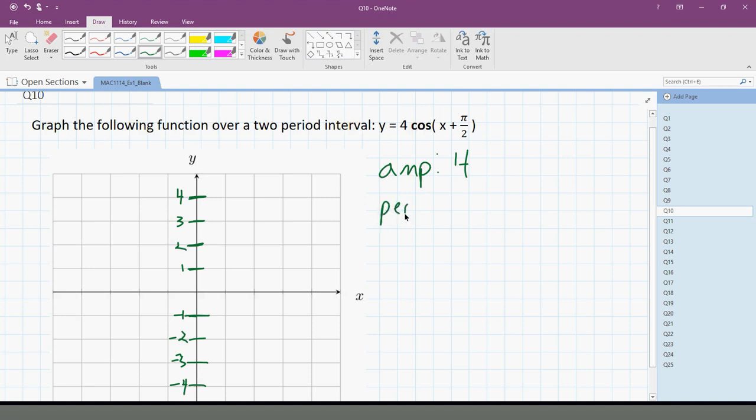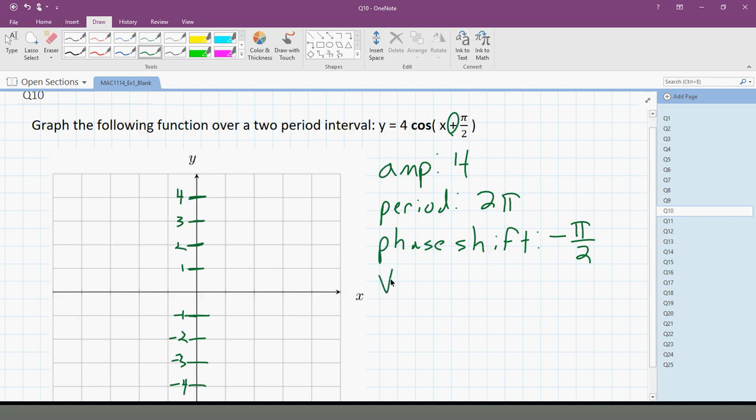What's the period? The period is still 2 pi. It doesn't change because your b is 1. Is there a phase shift? Yes. What is the phase shift? -pi/2, because you got to give me the opposite of what's going on in here, because the original formula has the subtraction. So we're shifting everybody -pi/2. In other words, we're going to the left, pi/2 with everybody.